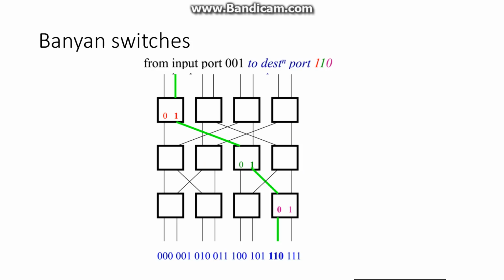Banyan switch. Self-routing using binary representation of output port. Banyan switches require the fewest crosspoints. However, it suffers from potential blocking, and it is typically limited to packet switching.